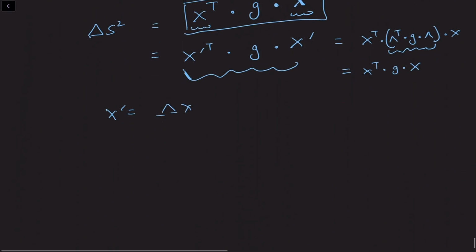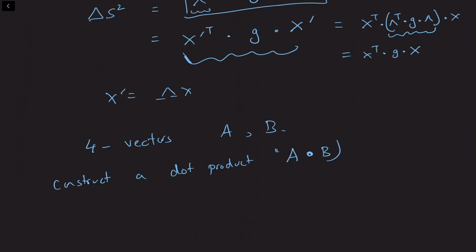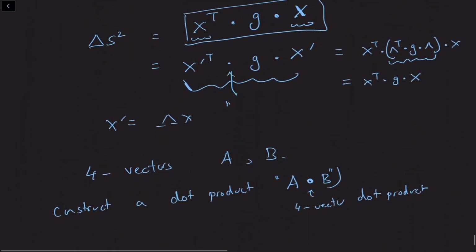So if I have any two four vectors, a and b, I would construct a dot product which we denote as a circle b. The circle is the four vector dot product, to distinguish it from this dot, which is a matrix product.